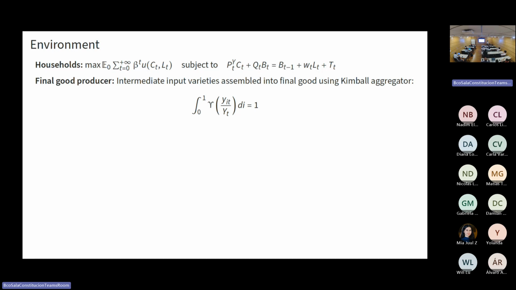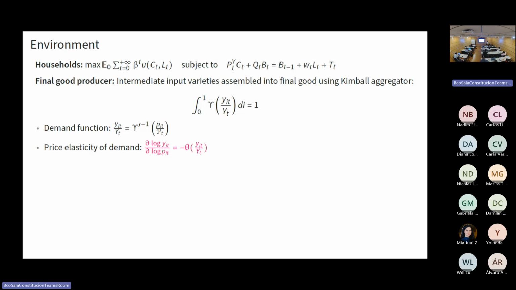The only difference from the textbook model is that instead of this household consuming this bundle using a CES function, this is going to be an arbitrary Kimball aggregator for which we don't need, for anything that I'm going to show you today, to specify the specific shape of that Kimball demand, as long as it's Kimball. Okay, that we need.